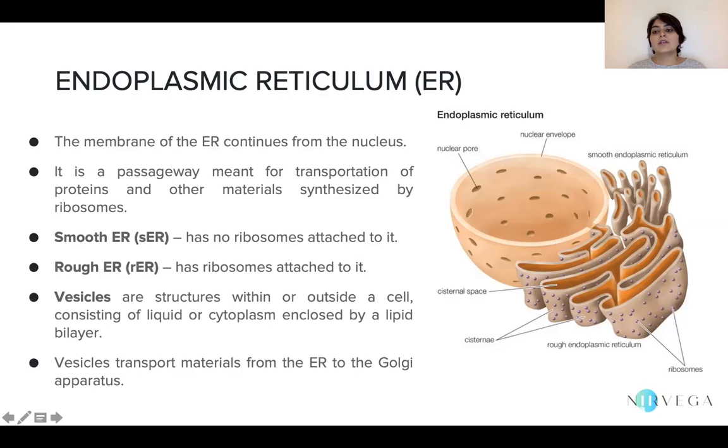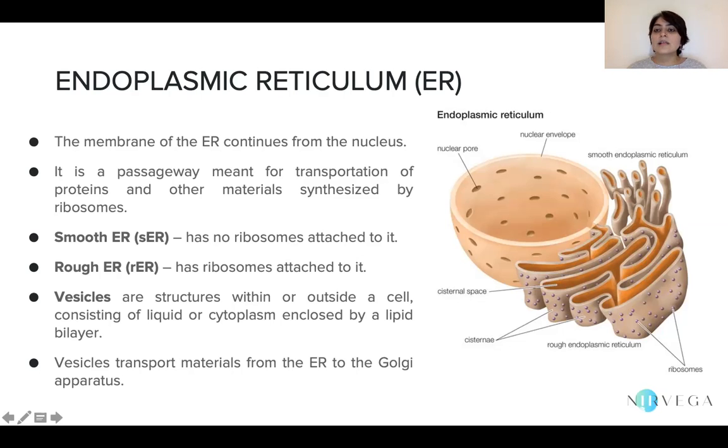This transportation happens through something called vesicles. Vesicles are structures which are basically within or outside the cell. They basically contain some liquid or cytoplasm, and it is enclosed by a lipid bilayer. For now, you can just understand that it is some amount of cytoplasm enclosed by some sort of membrane.